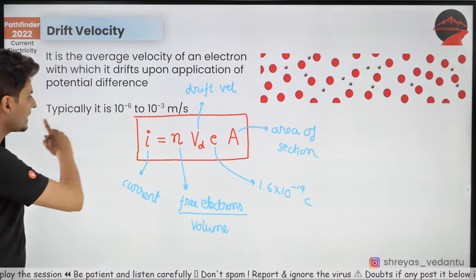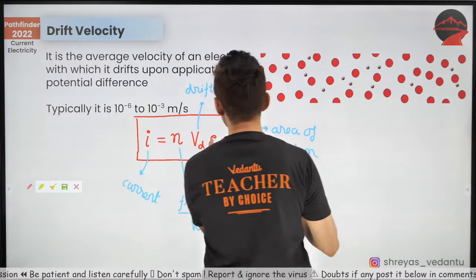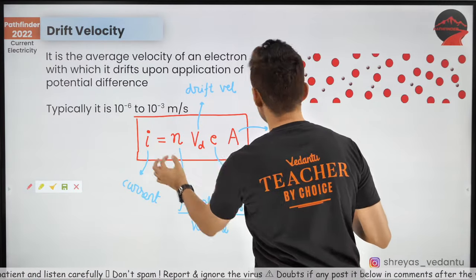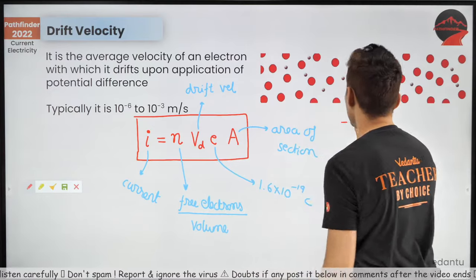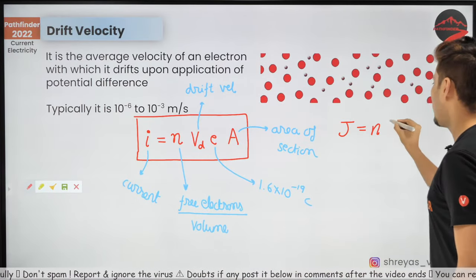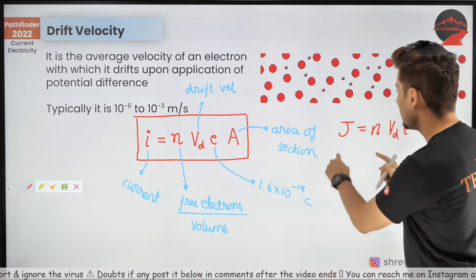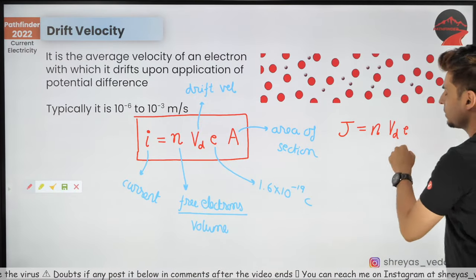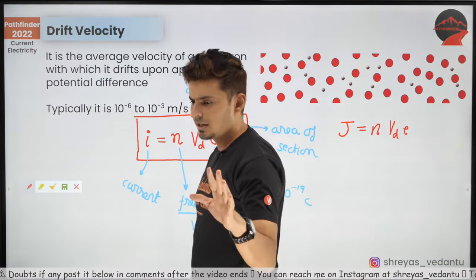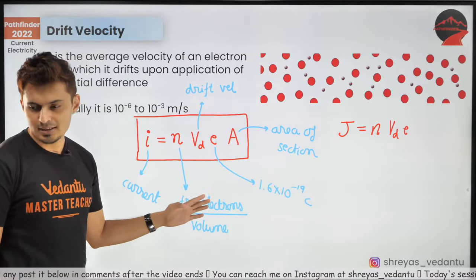And you can also rearrange this formula slightly by taking this area over here. So current by area will become J, and J will become NVDE. So this is also the same thing. J is I by A is equal to NVDE. One and the same thing, it's fine. Understand that.